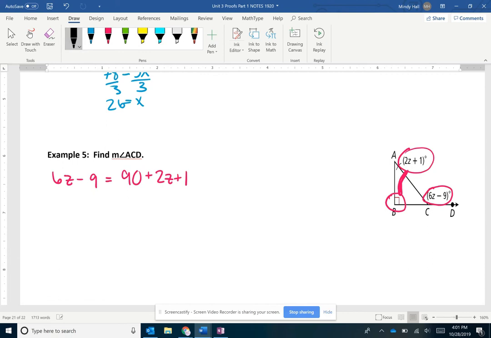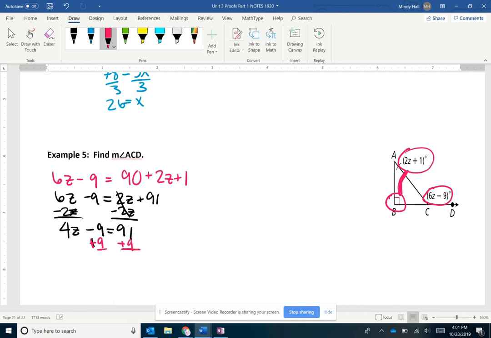When we combine like terms on the right, that's going to leave us with 2z plus 91. And then I would like to combine my z's and keep them positive, so I would subtract the 2z personally. So that would give us 4z minus 90 equals 91. And then you would add the 90 to both sides, which gives us 4z equals 100. And then when you divide by 4, z equals 25.